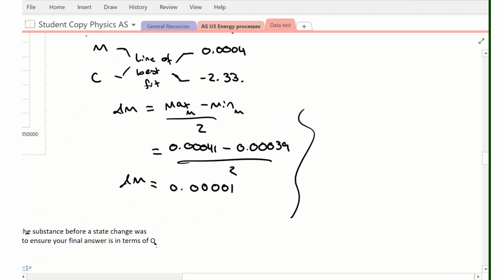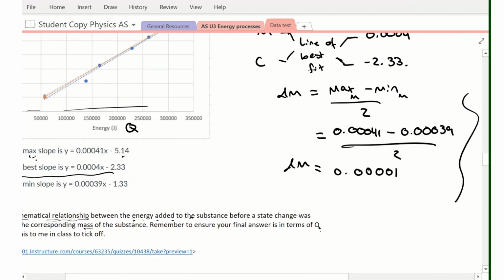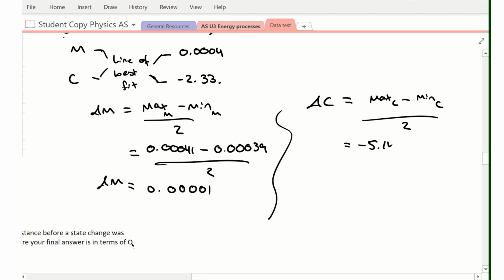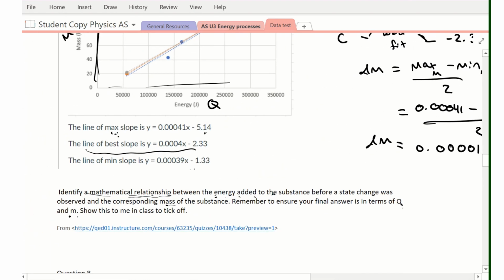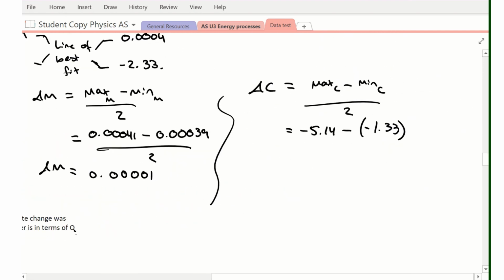Delta C is very similar. Delta C is going to be max C, not specific heat capacity, our y-intercept, divided by 2. So the maximum one, again, comes from the line of max slope, minus 5.14. And now we've got a minus, and it's going to be another negative number. So in brackets, minus 1.33. Because the equation has a minus in it, it's a negative, but then so does our actual number. So that's why I've done that in brackets there. And then divide by 2.